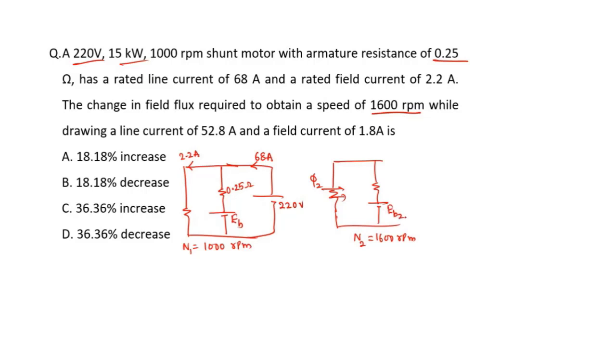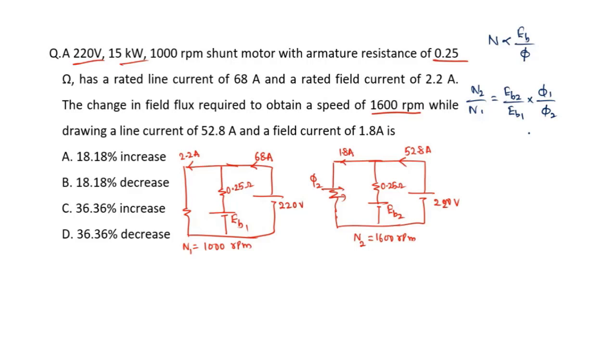So this is back EMF 2 and this is back EMF 1. It is 220 volts, and it is going to draw a line current of 52.8 amperes and a field current of 1.8 amperes. Armature resistance is 0.25. You know the speed is directly proportional to back EMF and inversely proportional to flux. So there is a change in flux. N2 by N1 is equal to EB2 divided by EB1 into phi1 divided by phi2.